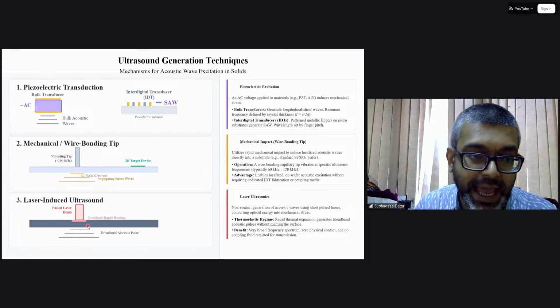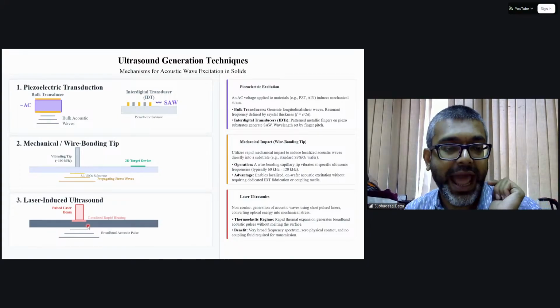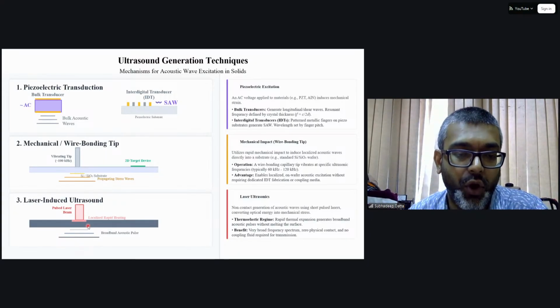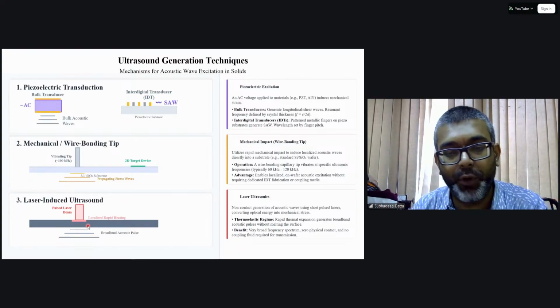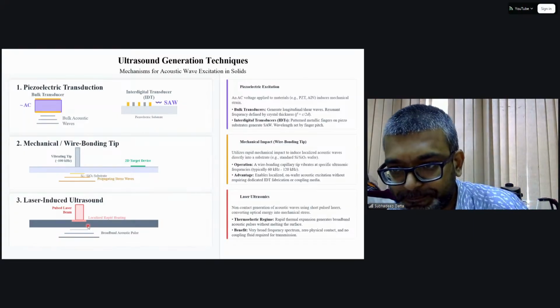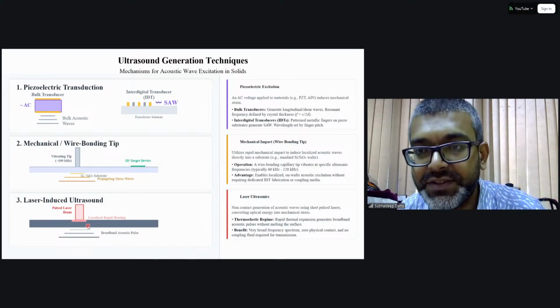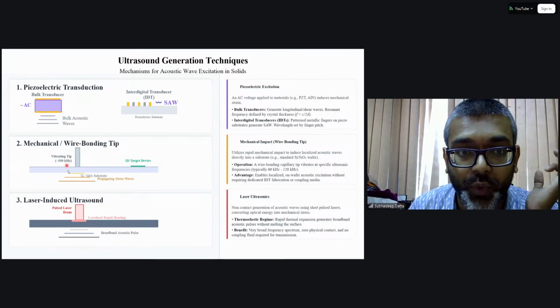This is the second. And the third one is laser-induced sound. You can have a pulsed laser beam hitting a surface, and it will cause localized rapid heating, which will create broadband pulses. So all these have different target applications. We will choose for this experiment the mechanical wire bonding tip.